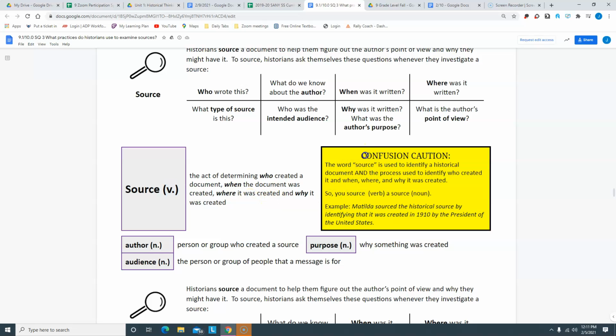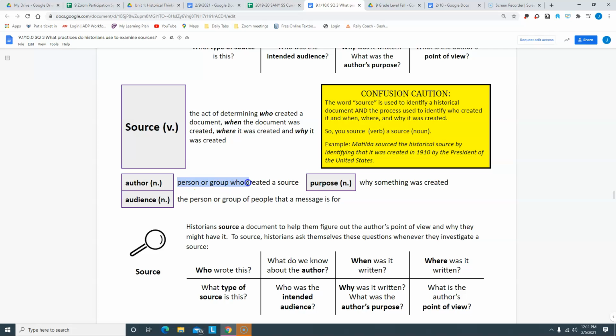Now, here's a confusion caution. So take a moment and really pay attention to this. The word source is used to identify a historical document and the process used to identify who created it and when, where, and why it was created. So you source, verb, a source. An example would be, Matilda sourced the historical source by identifying that it was created in 1910 by the President of the United States.